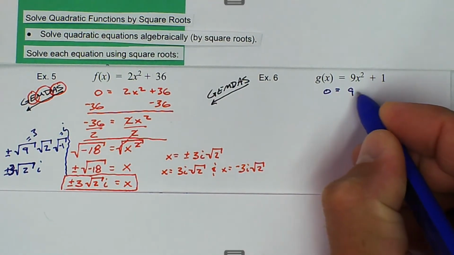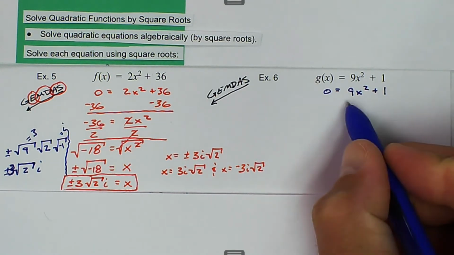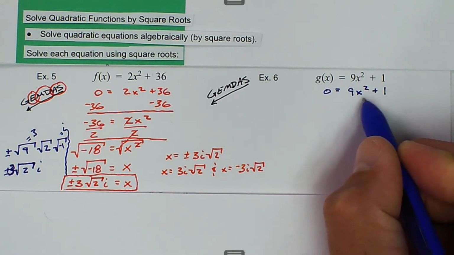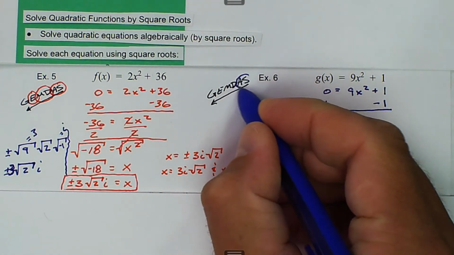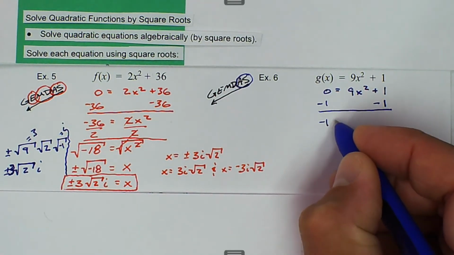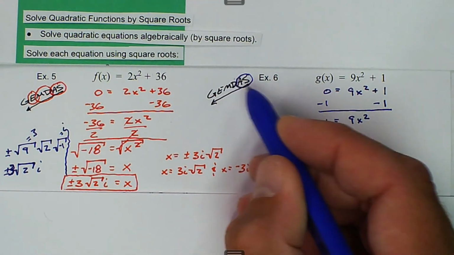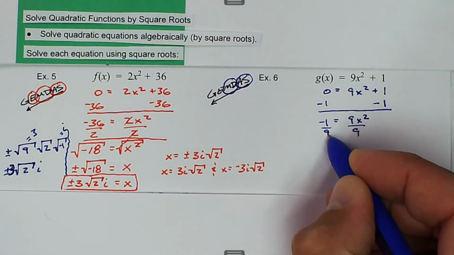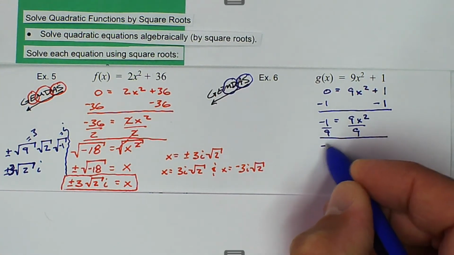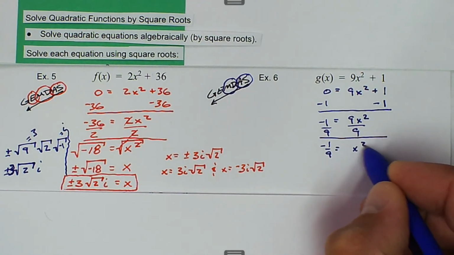So 0 equals 9x squared plus 1. And so we want to solve to get x squared by itself. So we're going to subtract 1, because we found addition, so we want to subtract, and then we get negative 1 equals 9x squared. Then we see that we have multiplication, so the inverse of multiplication is division, so we're going to divide by 9. And then we get negative 1/9 is equal to x squared.